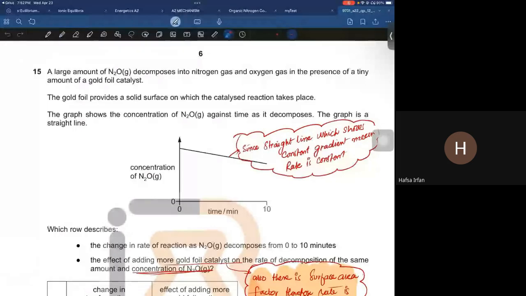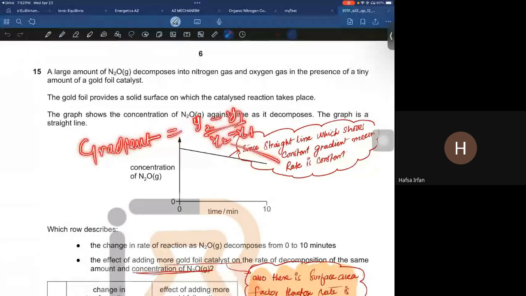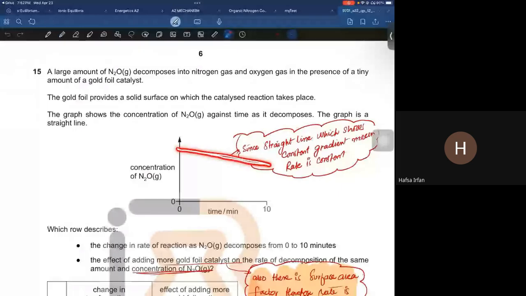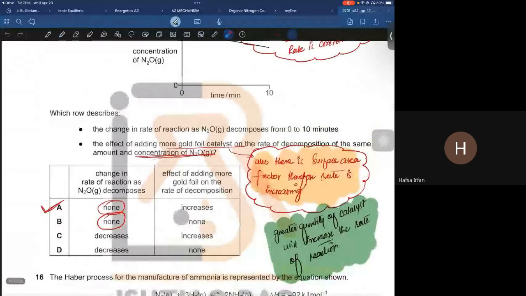We generally take the gradient, that is y2 minus y1 divided by x2 minus x1. The gradient is constant. It's going very smooth. It's a straight line. The gradient is constant, so the rate is not changing. So change in rate, none and none.